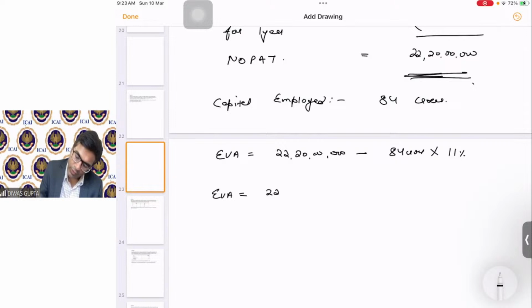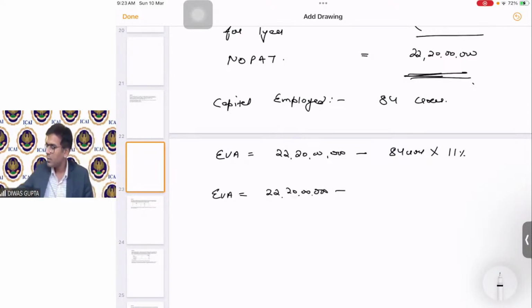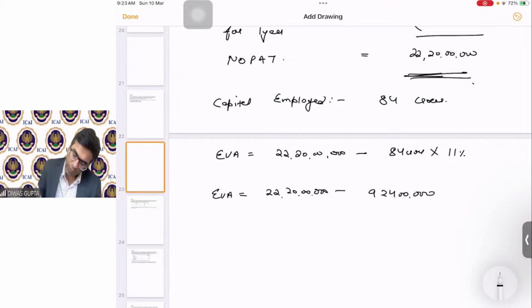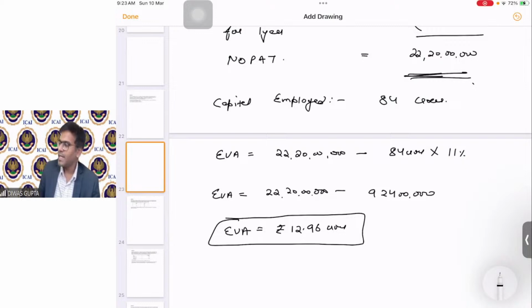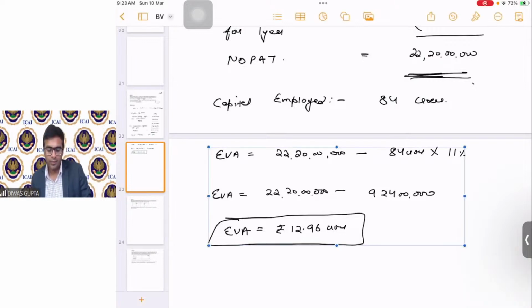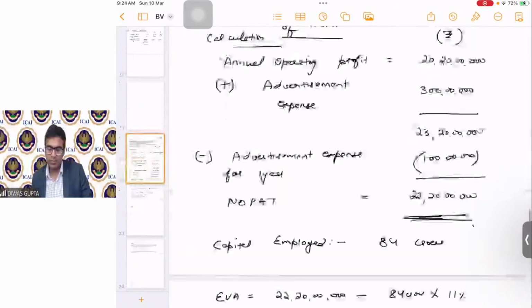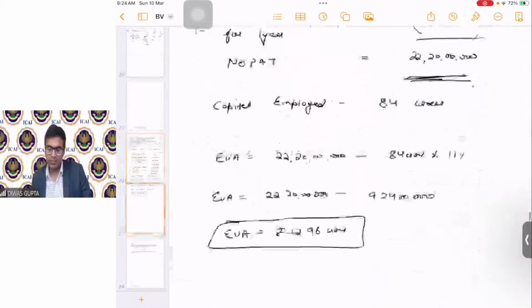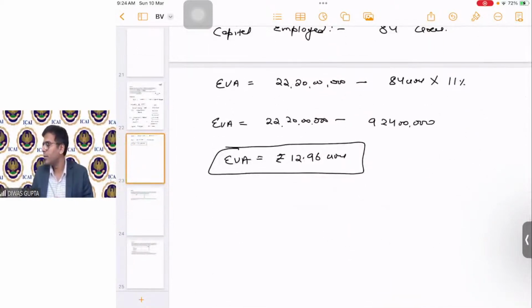So EVA becomes 22 crore 20 lakhs minus 9 crore 24 lakhs. So hence EVA is equal to 12.96 crores. Make sense, students? Very good. Jyoti, your answer is correct.